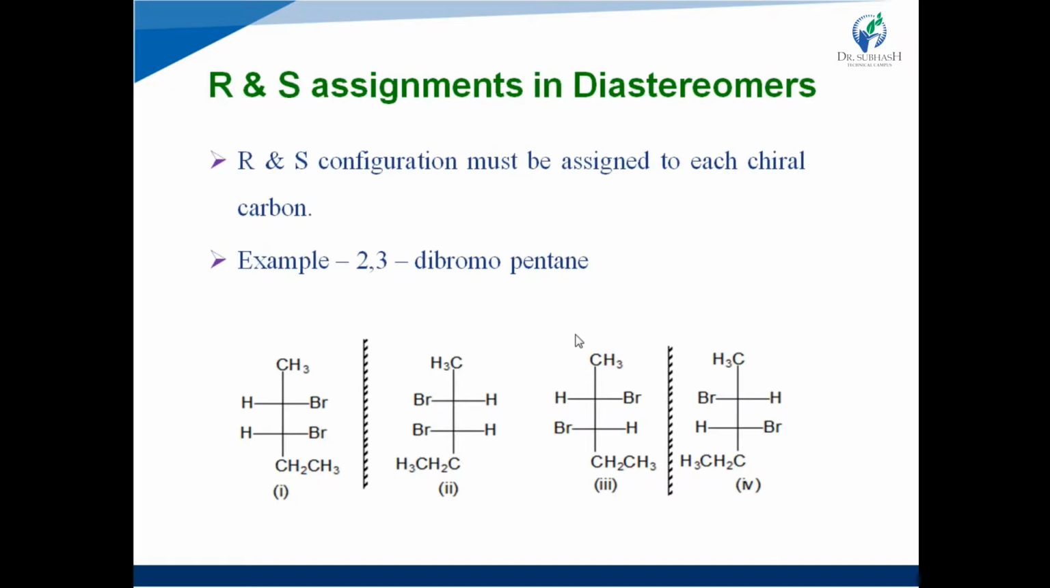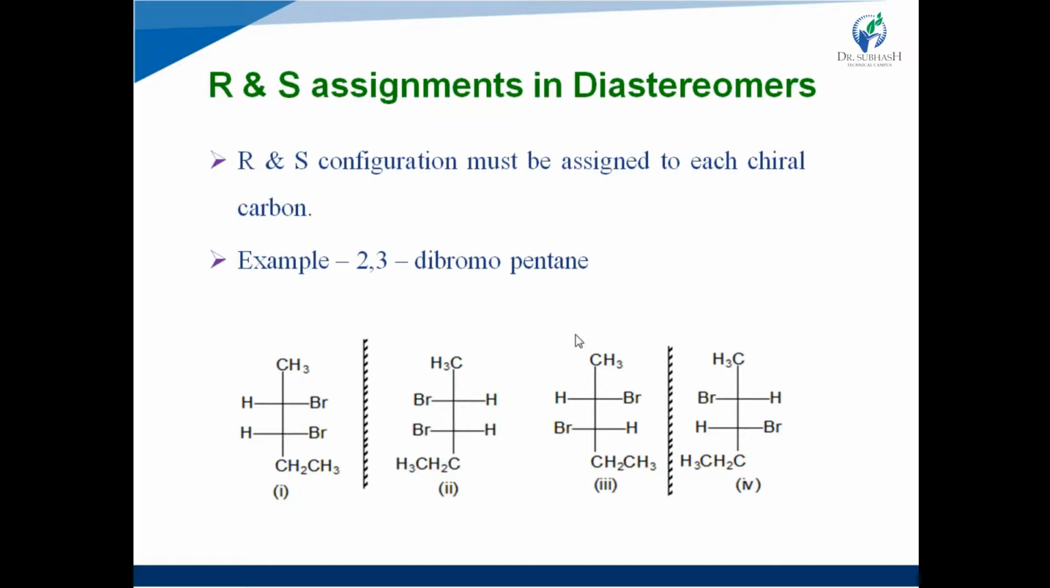Now, R and S assignment for absolute configuration in diastereomers, right? R and S assignments in compounds or molecules with 2 or more chiral centers, right? It is absolute configuration. That's why each and every chiral center or chiral carbon or asymmetric carbon is considered, right? So R and S configuration must be assigned to each chiral carbon.